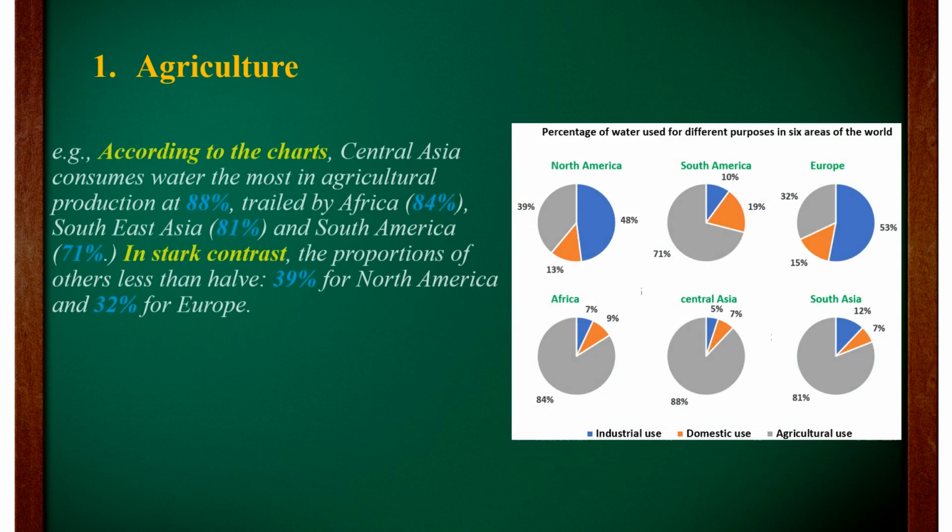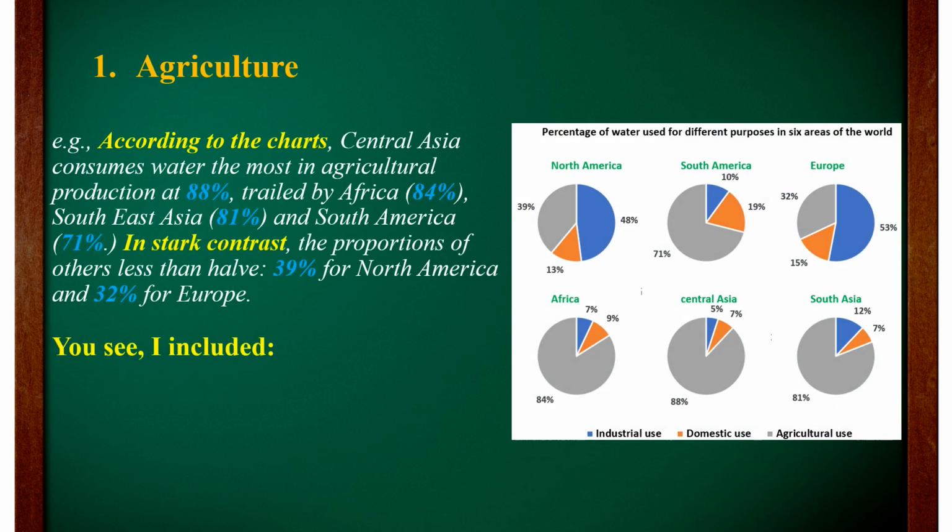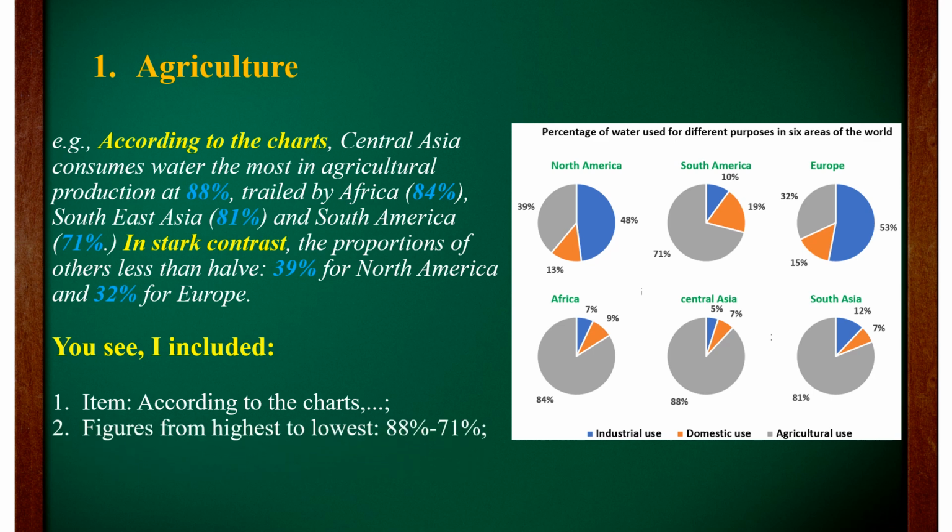The first main feature is agriculture. As you can see, I use a clear opening, according to the chart, to begin my point in water use in agriculture. Then I describe all the features from the highest to the lowest orderly with proper linking device and word use. Next, I describe the exception by using a sentence connector, in stark contrast, to show that there are other exceptional cases.